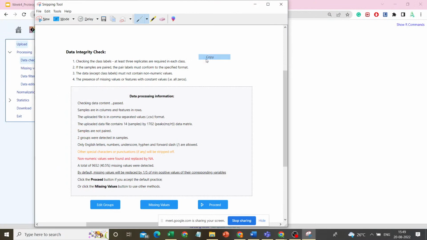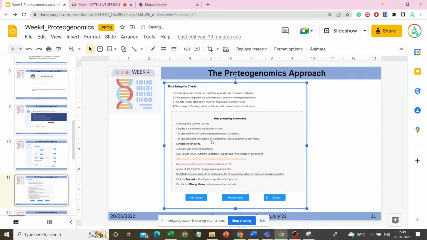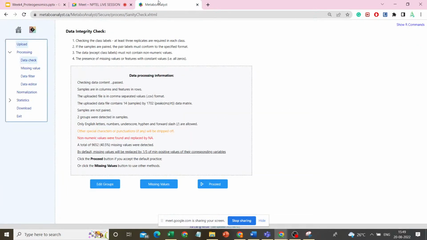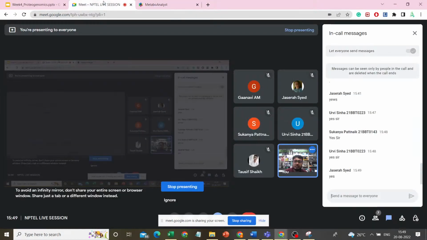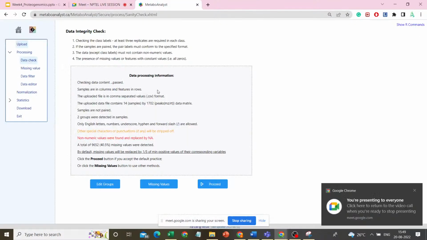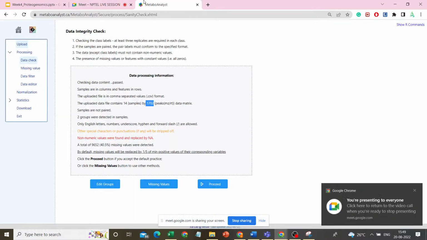Everyone got the same result, right? You can understand from where it is written, 1702, that these are the number of features. So these are the number of proteins present in your data set, and this many are there across the P cross N matrix.